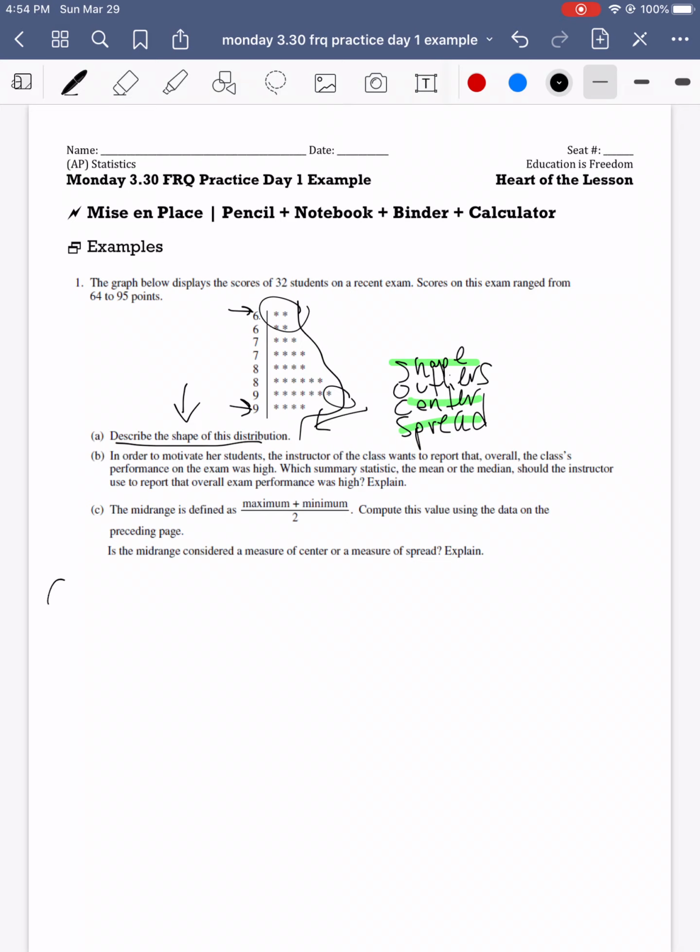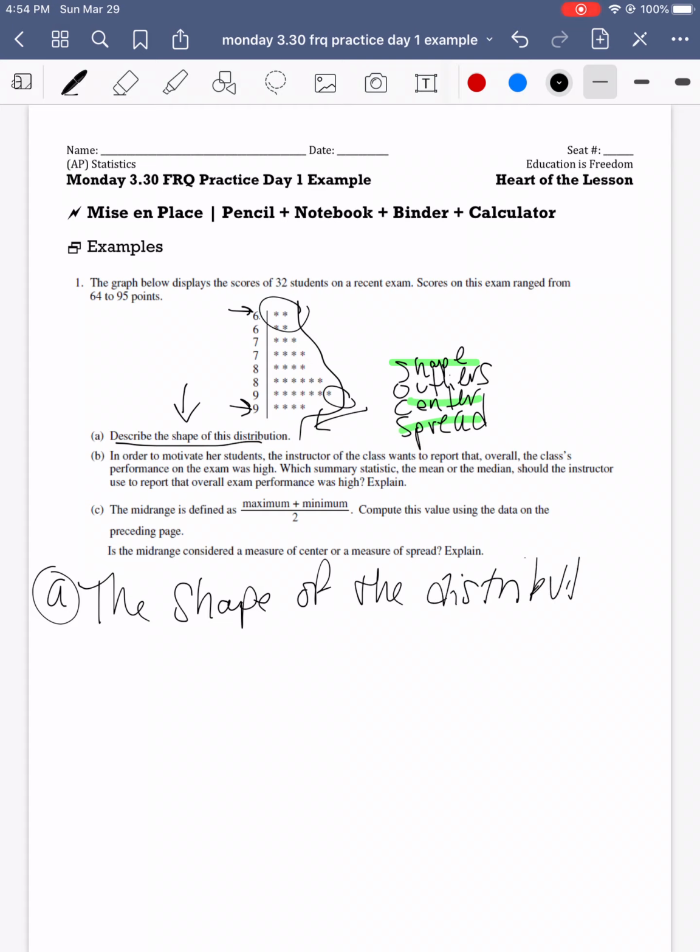And so for part A here, we can say the shape of the distribution is skewed left and unimodal.